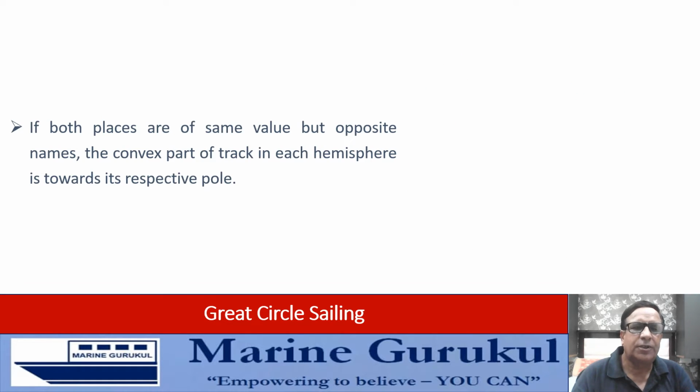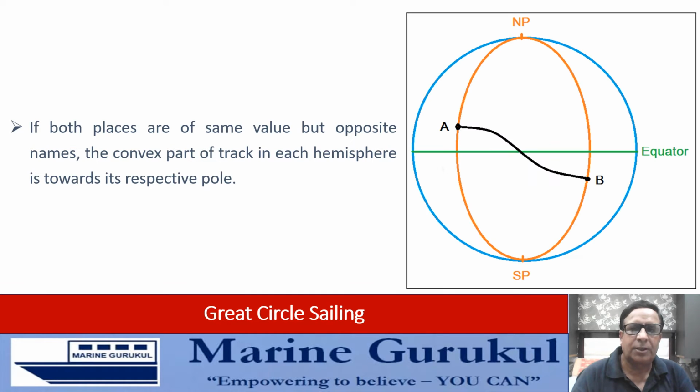Now there can be a situation in which both the places lie in opposite hemispheres, but both positions have the same latitude. In that case, the great circle track shall be somewhat like this. The track in the northern hemisphere will have its convex part towards the north pole. The track in the southern hemisphere shall have its convex part towards the southern pole, and in this case, both A and B are equal in value but opposite in names. So the great circle track between A and B shall be somewhat like what you are seeing in the diagram.